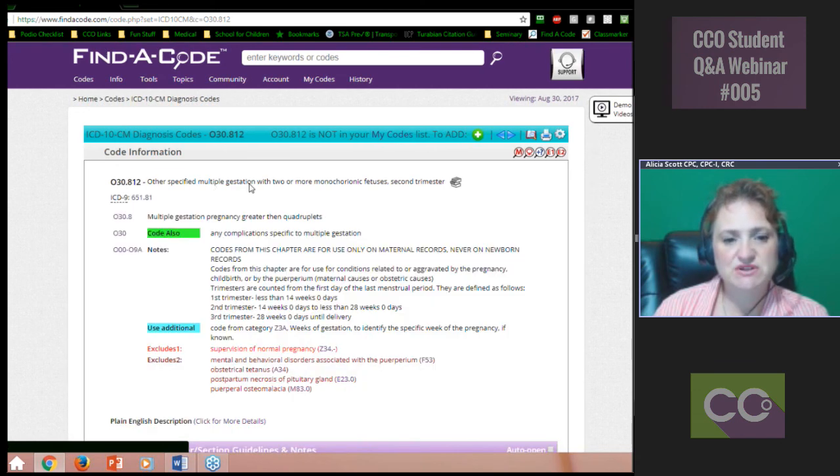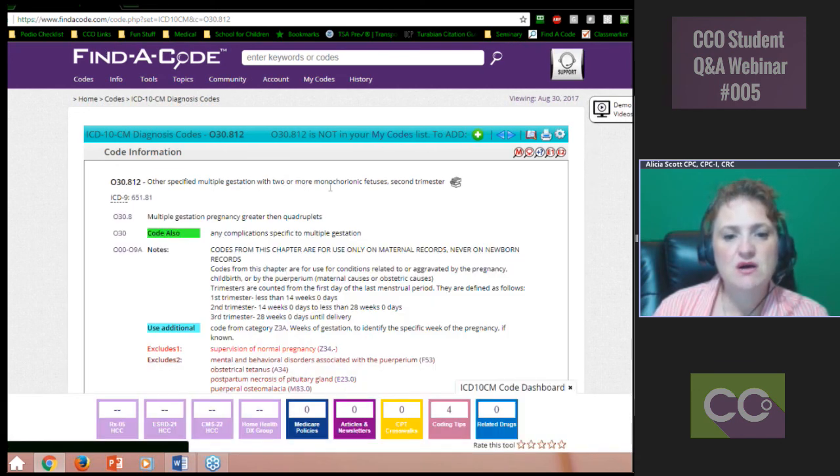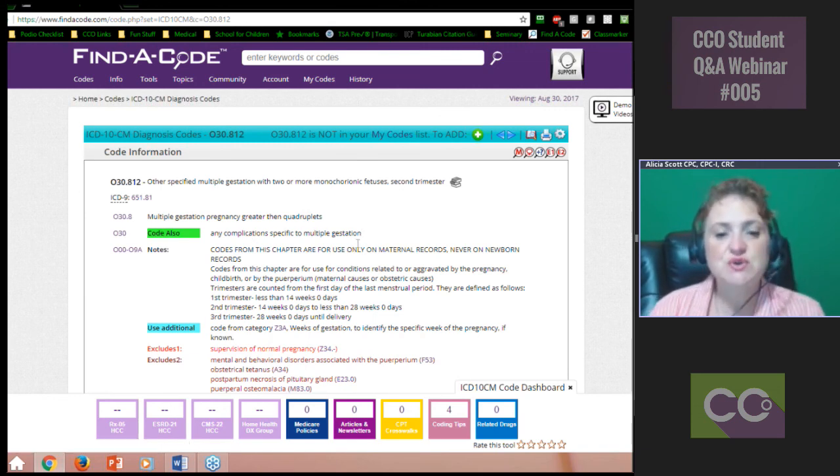Other specified multiple gestation with 2 or more monoamniotic fetuses, second trimester. Code also complication specific to multiple gestations, which there really wasn't anything. This was specific, so there wouldn't be something that goes in front of that. Any additional, and it's the week of gestation, and then you would code her other complications for the hypertension and the cholesterol.